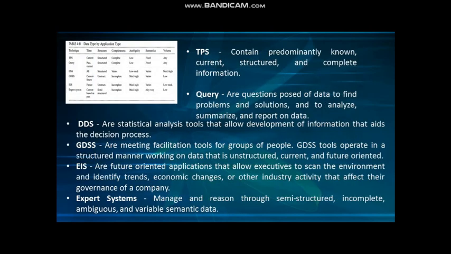Here, the TPS to expert system is the technique. So the definition of TPS is contain predominantly known, current, structured, and complete information. Let's recall that the TPS kay operational application sa usa ka company para makontrol and ma-maintain ang mga records of current operations. You must have known, structured, current, and complete information. You have the query. Our question posed of data to find problems and solutions and to analyze, summarize the report on the data.